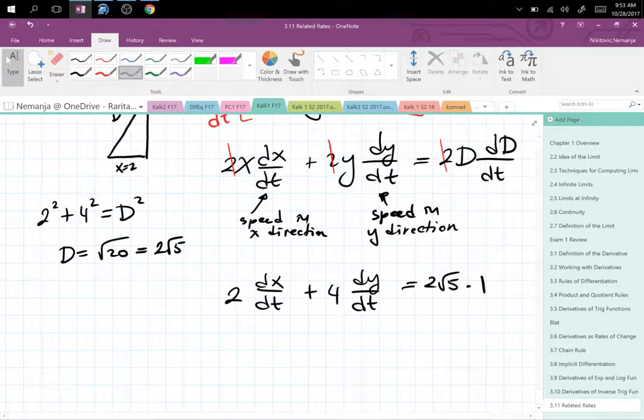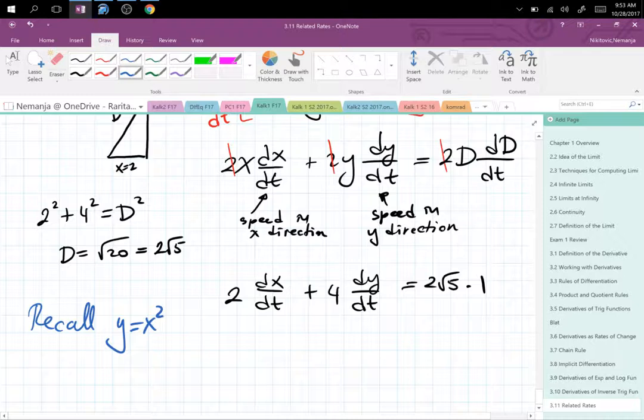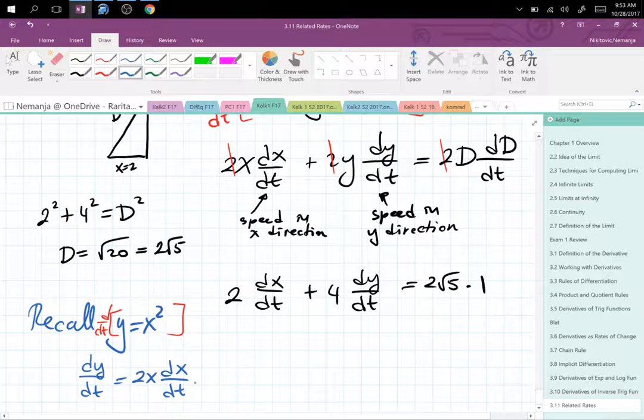That's the key. Recall, y equals x squared. You differentiate that with respect to time to get the ratio, the connection, the related rate between those two variables. And you get dy dt is 2x dx dt. And now you replace that in there.